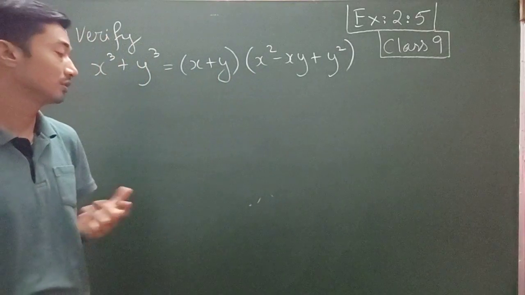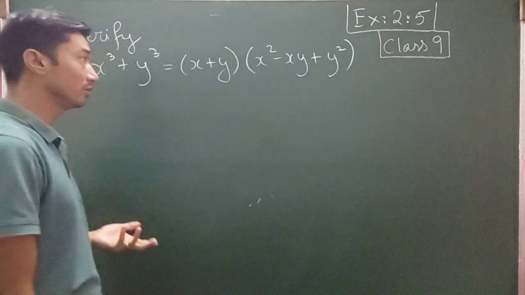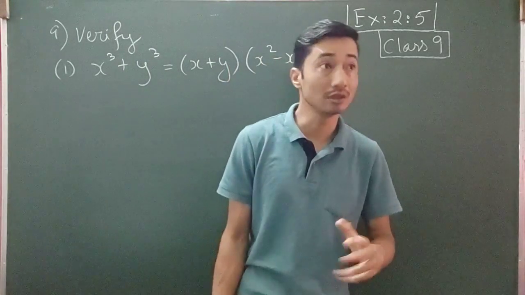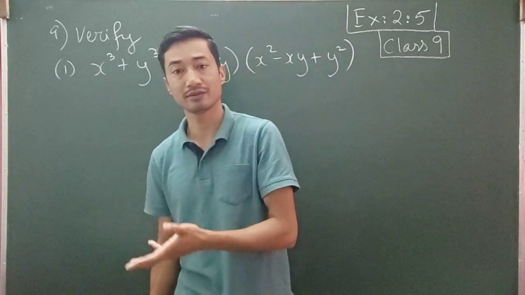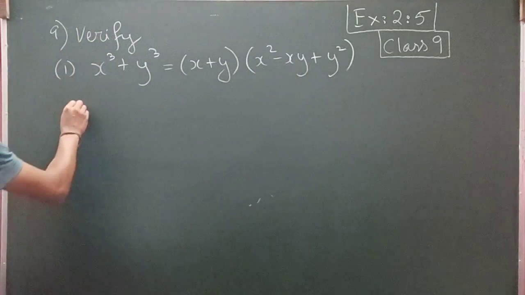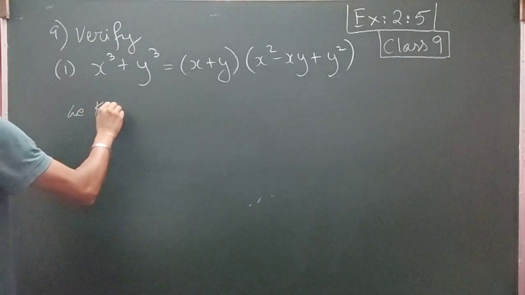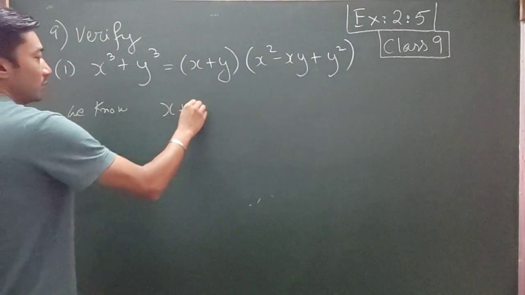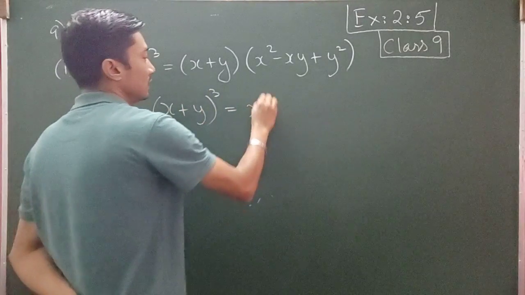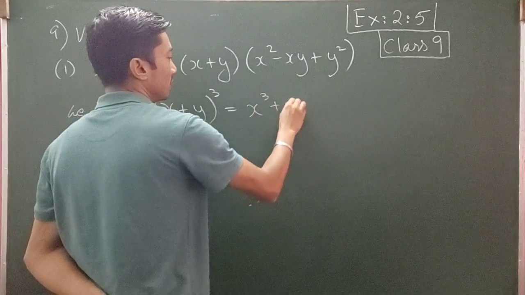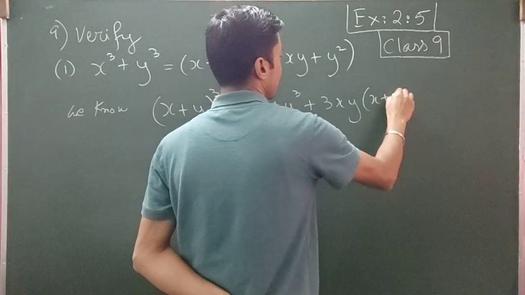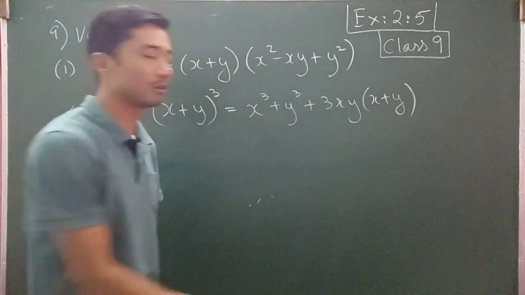Alright, so let's see how we prove it. We'll have to prove it, but I'm going to do the first one. Second one will be done in almost the same way, just it's the negative one, so you can try it for yourself. Okay, alright, we know, how do we get this proof? We know that x plus y whole cube, what was the formula? x cube plus y cube plus 3xy into x plus y. I'll be using this formula.